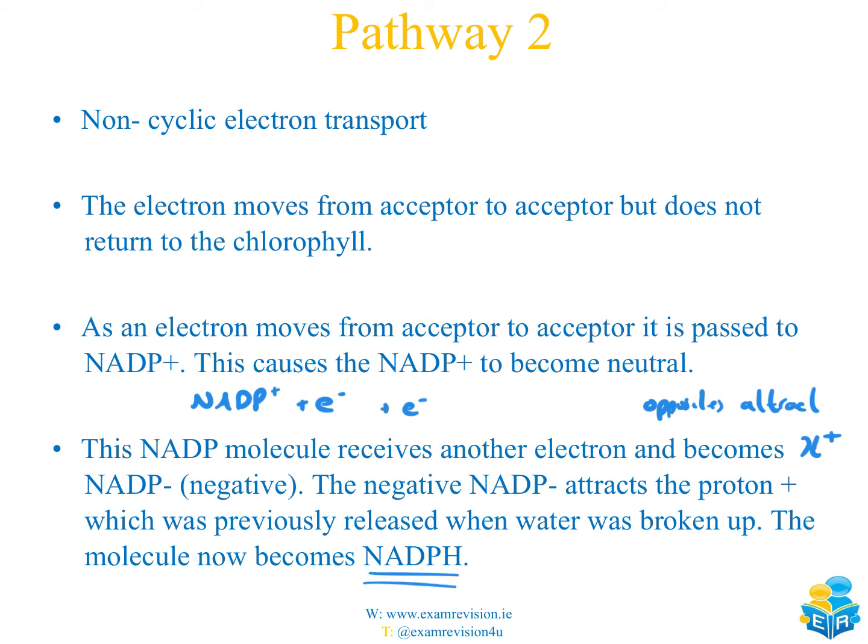Okay, because remember, when water was broken up, we had the H+, we had our O2s, and we had our electrons. Those H+, those protons that were chilling out in the proton pool, are going to come in here and join to NADP-. Okay, this is the non-cyclic electron transport chain. It goes from acceptor to acceptor, and as it does that, an electron is going to move to NADP+ to make it neutral. It's going to take another electron to make it NADP-, and NADP- then is going to join to the H+ to form NADPH, and that's neutral. Okay, the positive and the negative is going to be neutral.